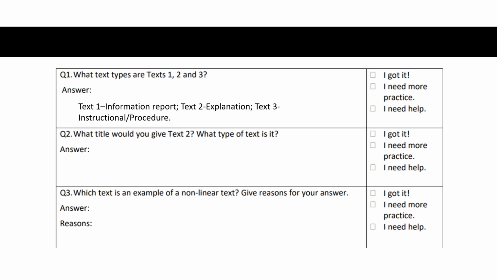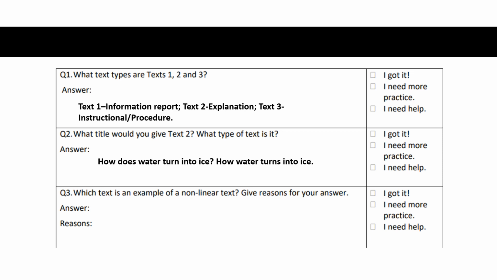So text 1 is an information report, while text 2 is an explanation, and text 3 is instructional or procedural text. And these are the possible titles that we can give to article number 2. How does water turn into ice? Or how water turns into ice? For question number 3, it uses a flowchart to show the steps in evaluating a website.